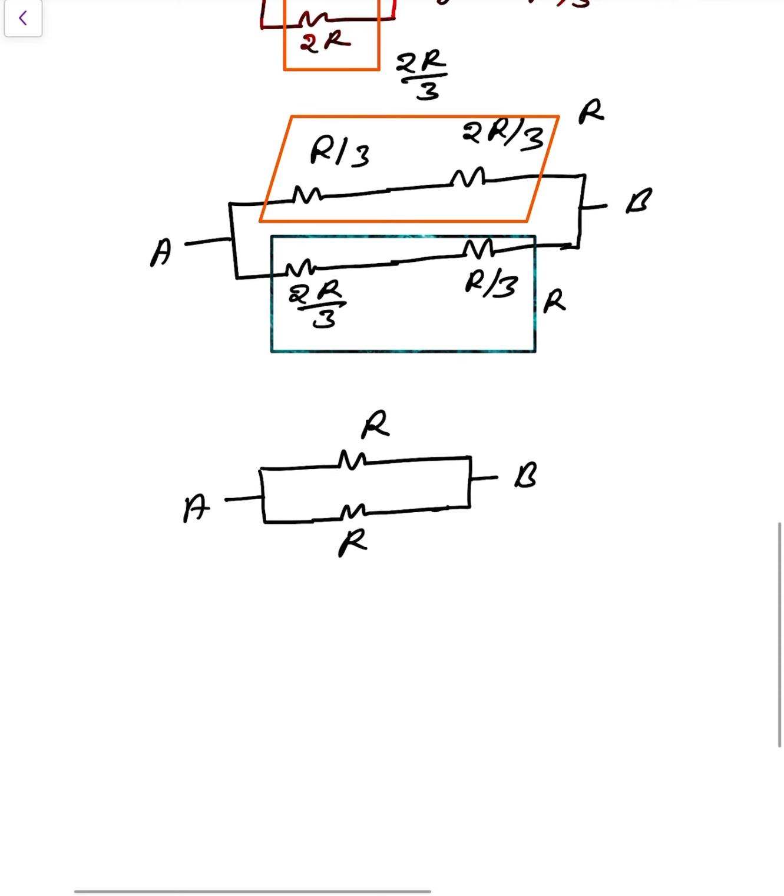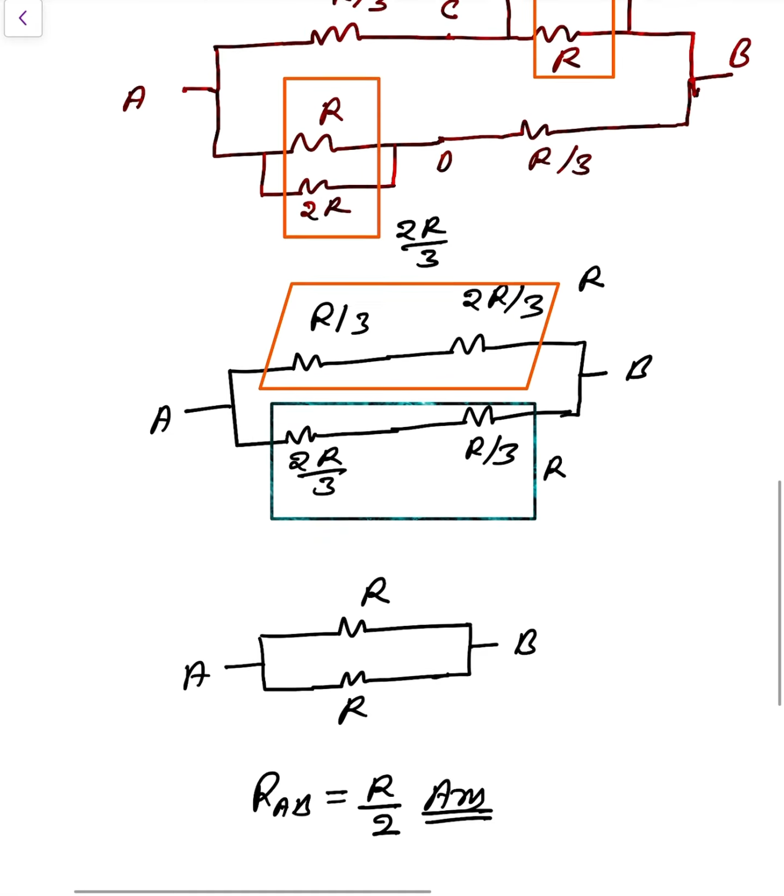Okay, so R of AB: both are parallel, so that is R by 2, which is the right answer. Clear or not? Okay, see very carefully.